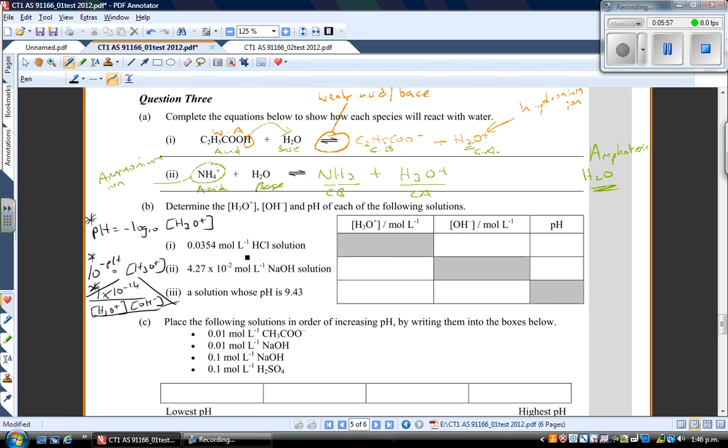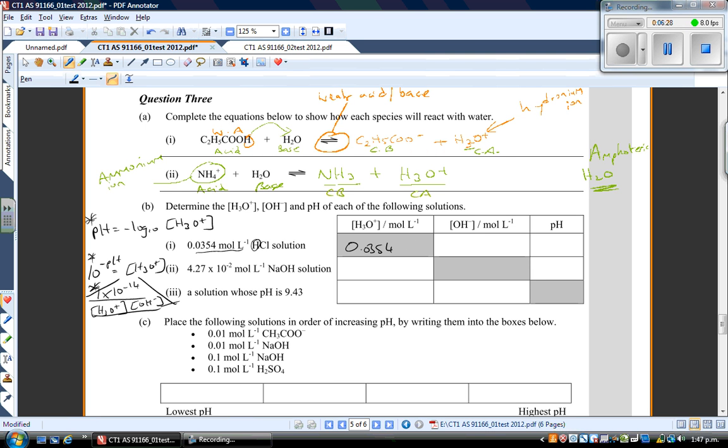The first situation we have is 0.0354 moles per liter of hydrochloric acid solution. It's a strong acid, it will fully dissociate, so we can assume that we will get this concentration of hydronium ions when that proton adds on to the water. So that's why the concentration of H3O plus isn't required, but we can write it in there anyway. It's 0.0354 moles per liter.